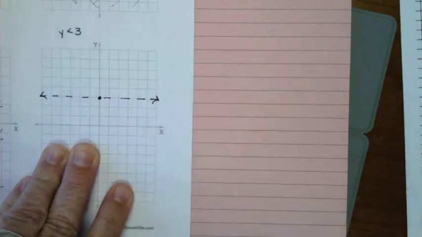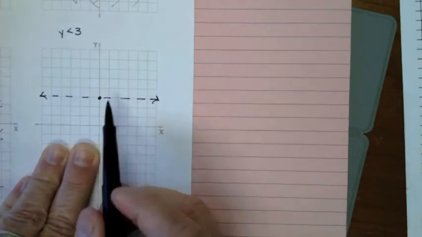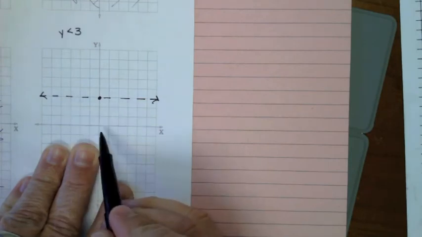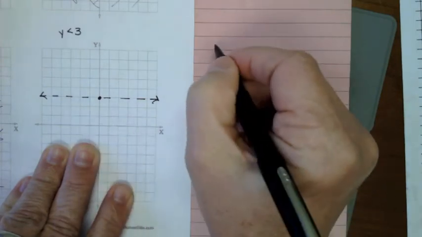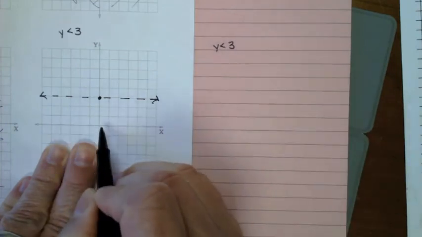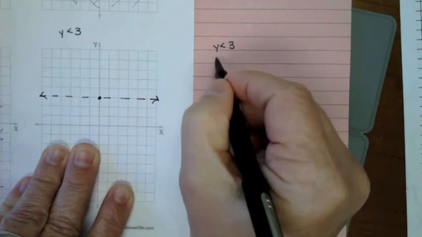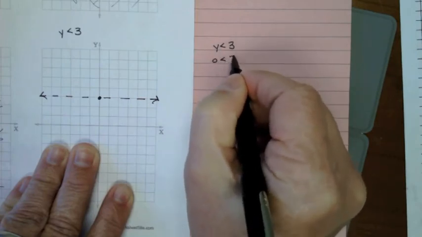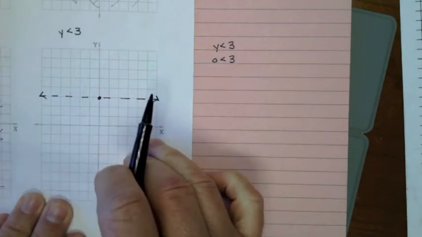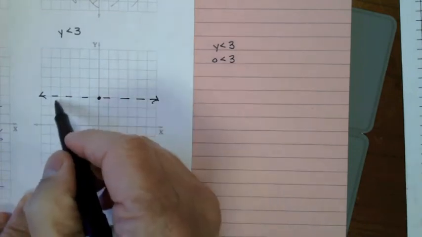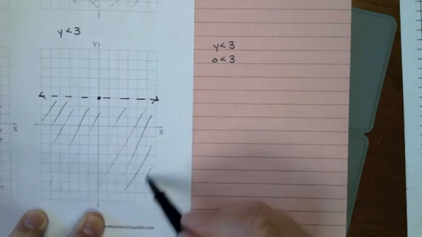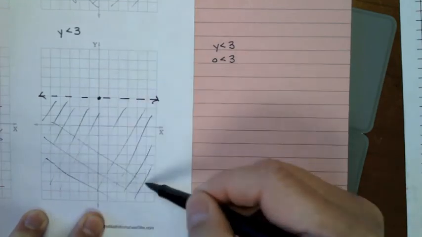Next, I need a test point. The test point we're going to use almost every single time, unless it's on the line itself, is 0, 0. So y is less than 3. There's no place to put 0 in x, but I want to put it in my y. Is 0 less than 3? Yes. That means all the points below this are solutions. That means I need to shade everything below that line.